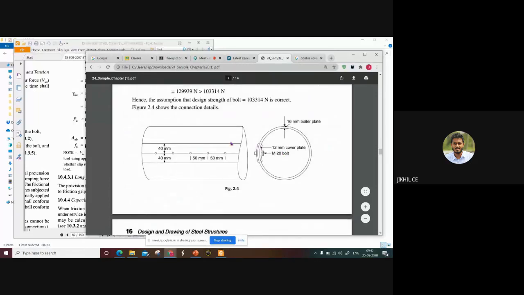So, okay, this is the boiler plate we have to join. This has to be connected here and joined with two plates, one cover plate and a second cover plate. How to join here? This is how. So we have the thickness of this boiler plate as 16 mm, and the cover plate should be 12 on both sides, and how to use the M20 bolt.